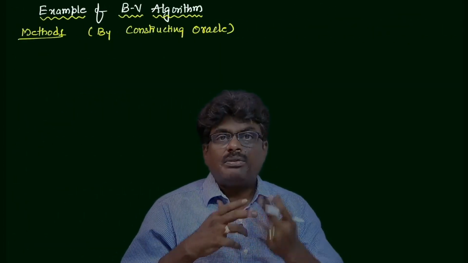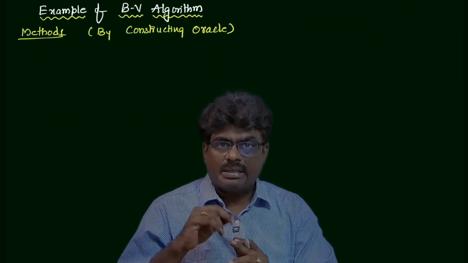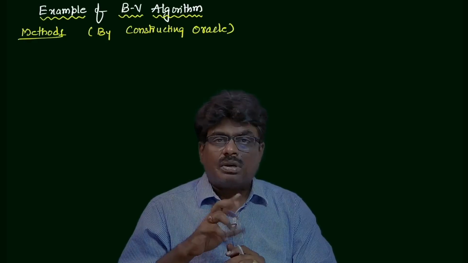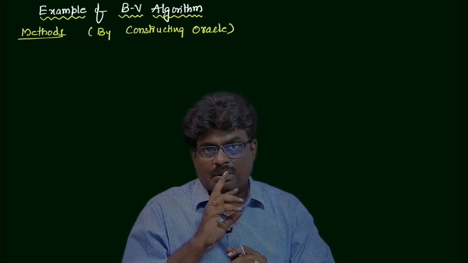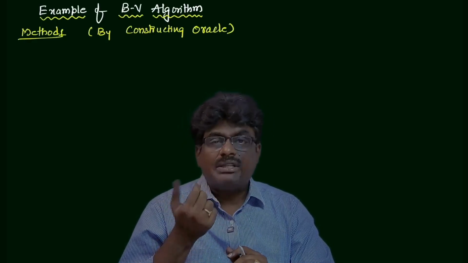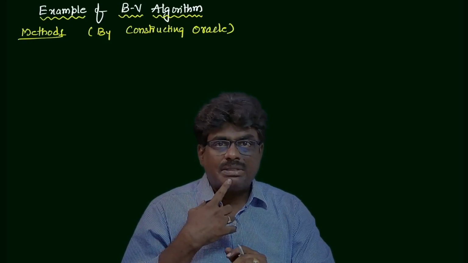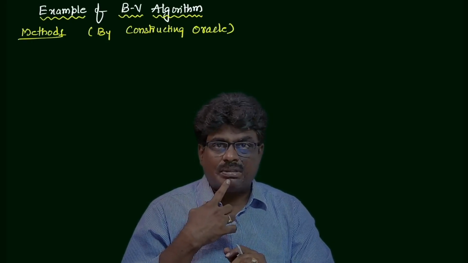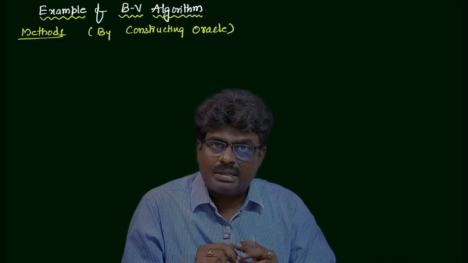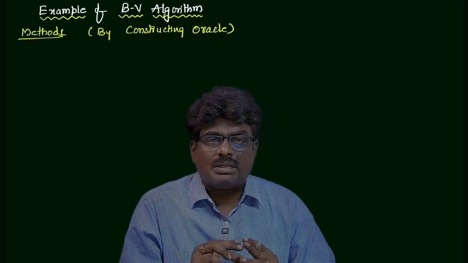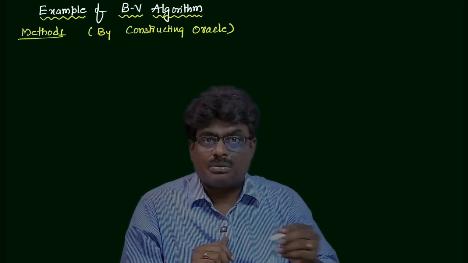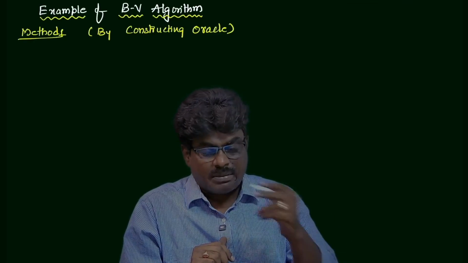Now I'm going to explain one example for this algorithm. Here I will follow two methods. One is by constructing the oracle, and the next one is by using the phase table. The second one is very interesting, so I request you to please watch the second method also. Now let us discuss the first one.